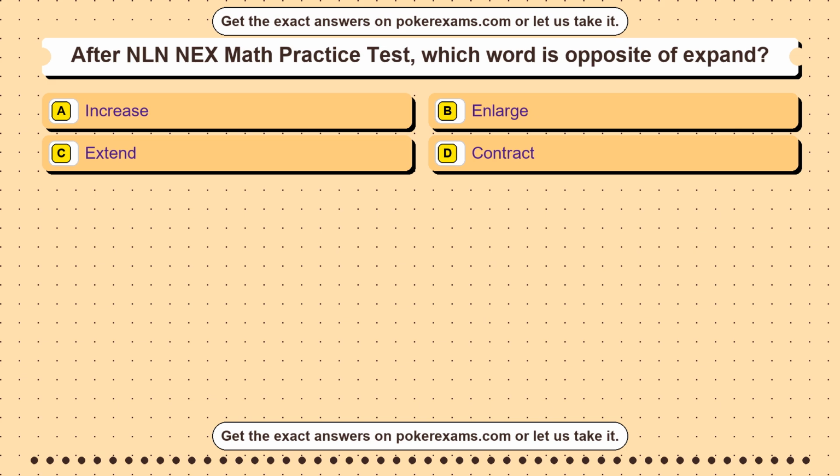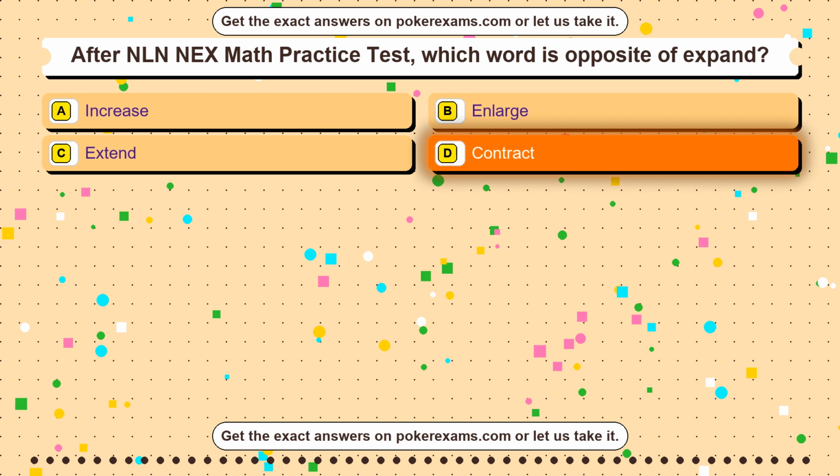Question 6. After get inference practice, which punctuation mark separates items in a simple list? Option A apostrophe. Option B hyphen. Option C colon only. Option D comma. The correct answer is option D.